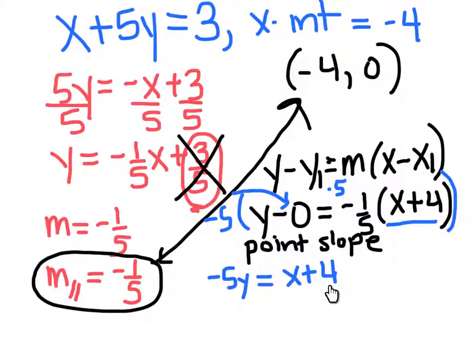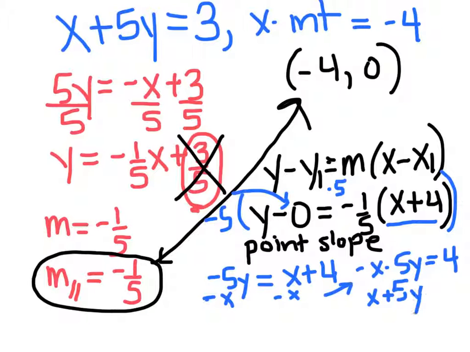And then finally, the last step that you want to do is you want to bring over your x to the other side. Okay, bring it to the left so I can get it in standard form, and then that would be -x minus 5y equals 4, and then I can multiply everything through by a -1, which would make it x plus 5y equals -4, and we are done.